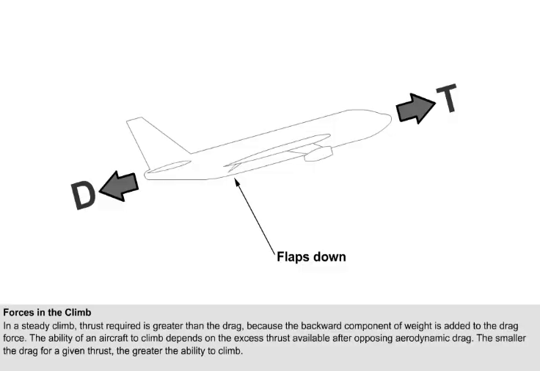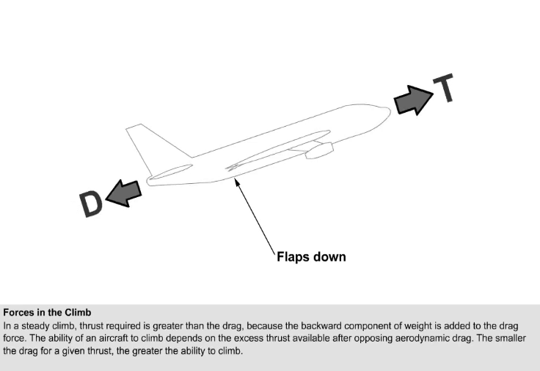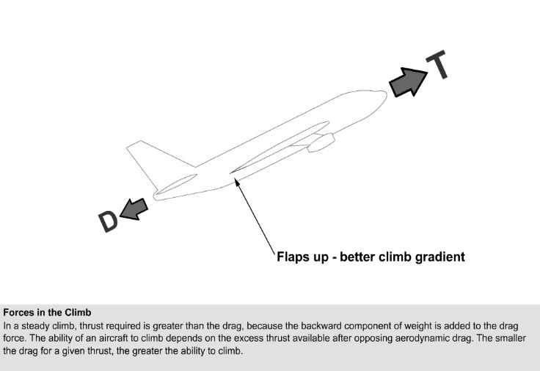You can see that, for a straight steady climb, the thrust required is greater than the drag, because the backward component of weight is added to the drag force. The ability of an aircraft to climb depends on the excess thrust available after opposing aerodynamic drag. The smaller the drag for a given thrust, the greater the ability to climb. For example, drag is less with flaps up, giving a larger climb angle or climb gradient.